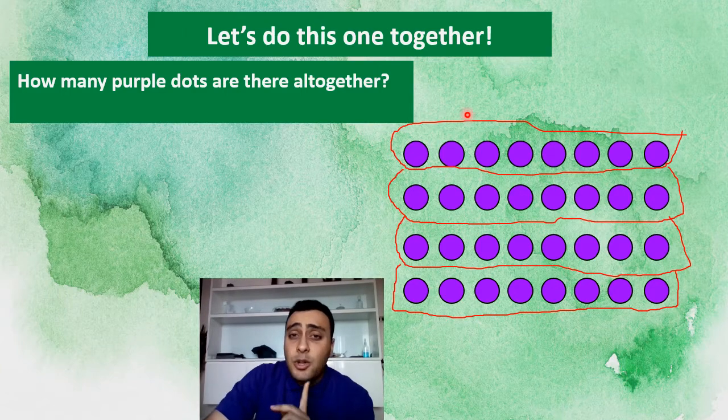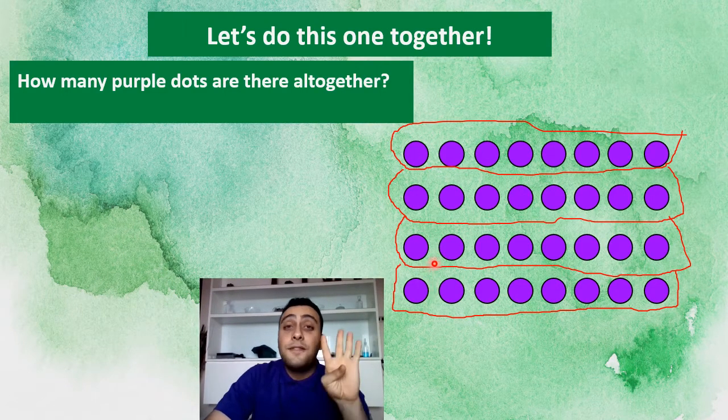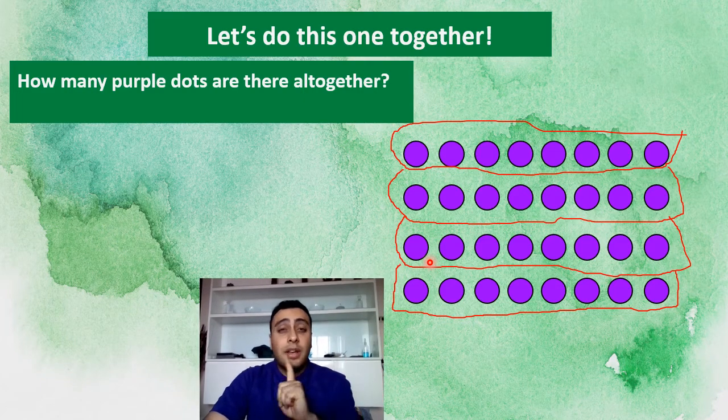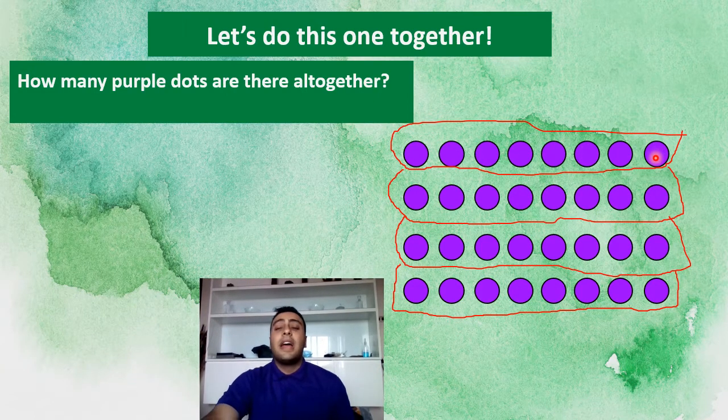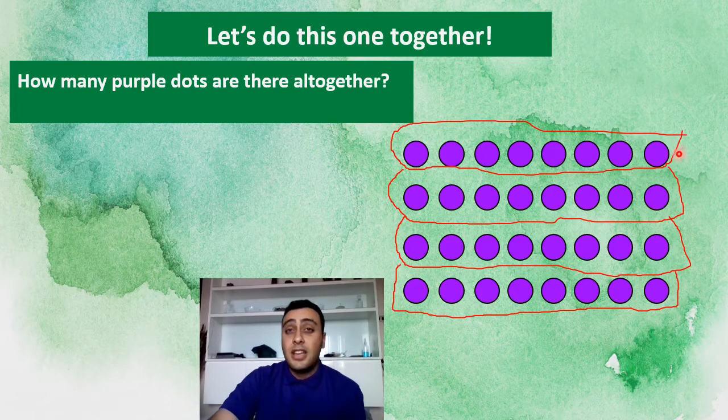So, how many groups do I have? I have 1, 2, 3, 4. I have 4 groups. Now, our next question is, how many dots do I have in each one? So, how many items do I have in each group? 1, 2, 3, 4, 5, 6, 7, 8. I have 8 dots in each group. So, can you guess how many dots we have together?